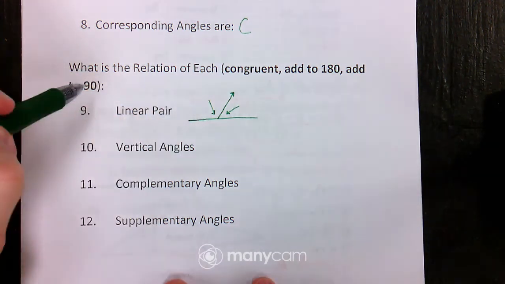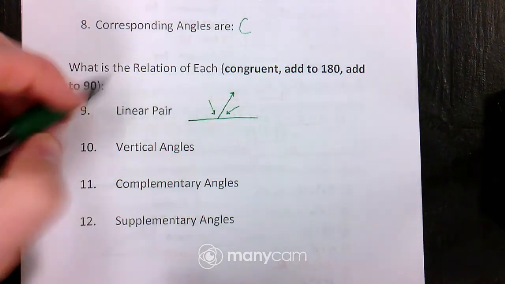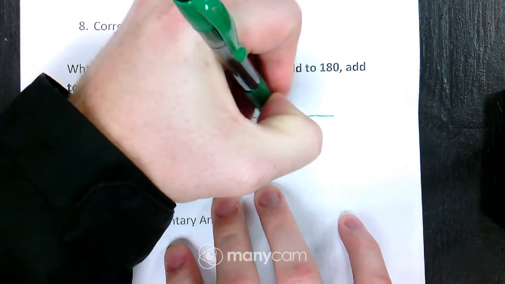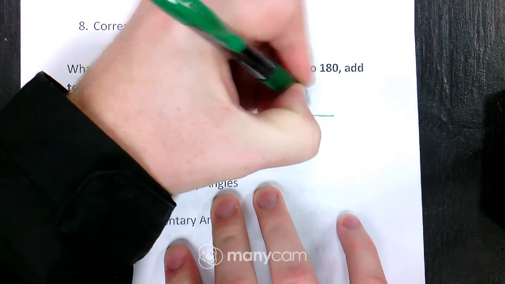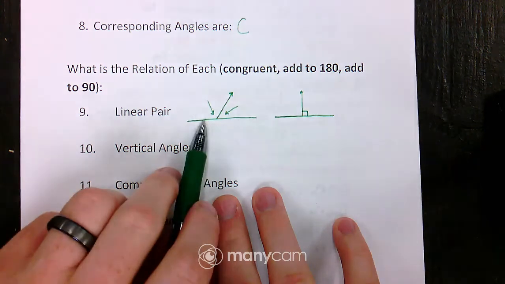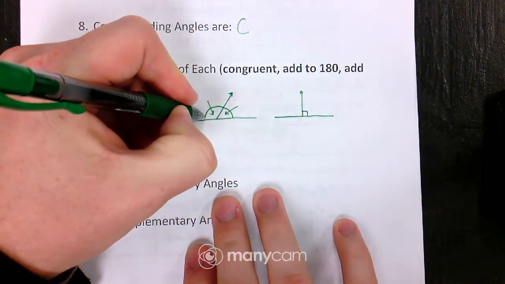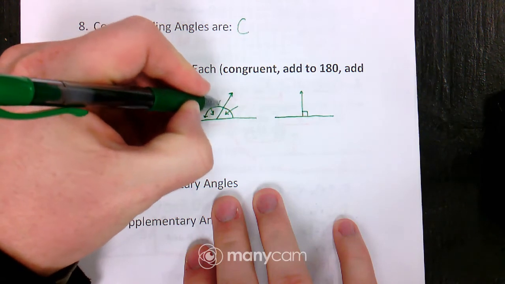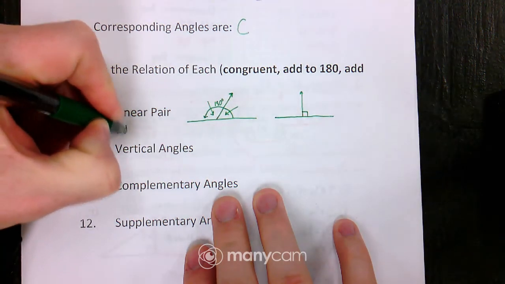Okay, so sometimes they can be congruent. Actually, there's only one situation where they could be congruent. When you have something that looks like this, and this angle right here is 90 degrees, which means this is 90 degrees and this is 90. But in every other situation, they're different. But the whole thing adds up to what? 180. So a linear pair adds to 180.